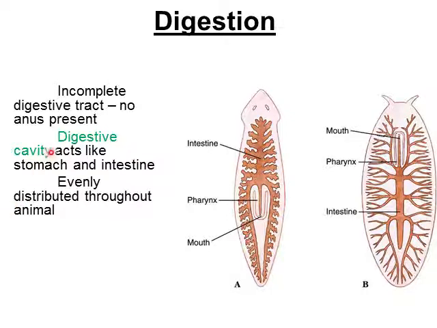They do have a digestive cavity that acts like a stomach and an intestine, and you can see here it's evenly distributed throughout the body. The reason for that is, A, it gives more surface area for digestion, and B, it helps the nutrients reach the different parts of the body, because remember, they have no circulatory system. Food has to diffuse to cells that need it. So the closer the branches of the digestive tract are to the cells, the easier and quicker it is for them to diffuse.